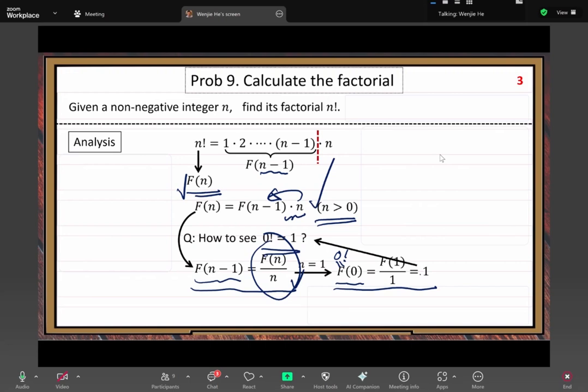Let me look at the time. Another way we can see 0 factorial should be 1. Let's go back to our experience, our programming experience. Let me recall the first experience.